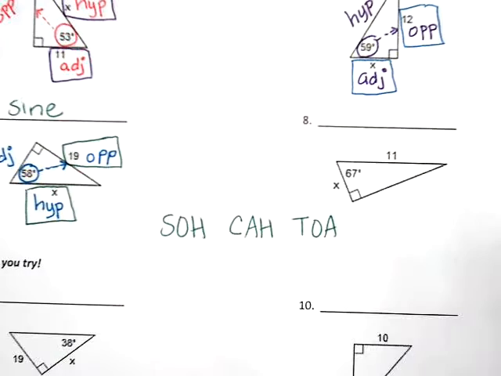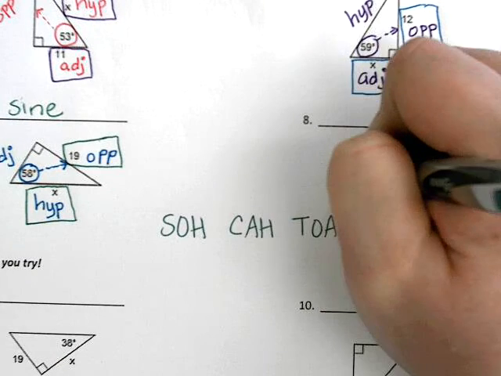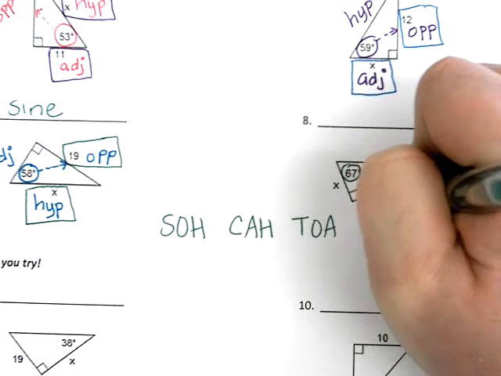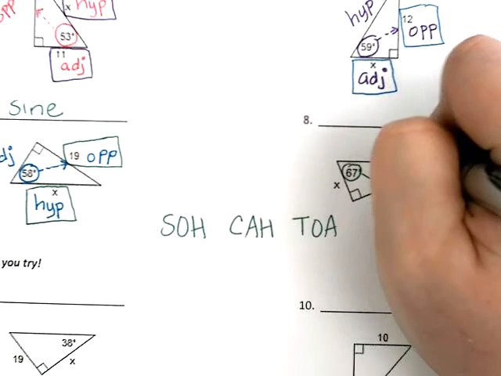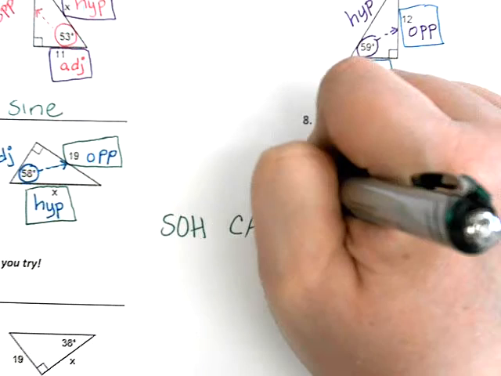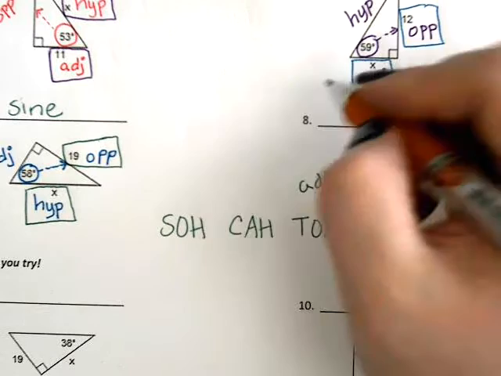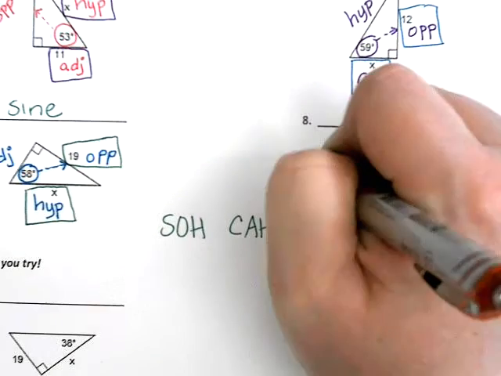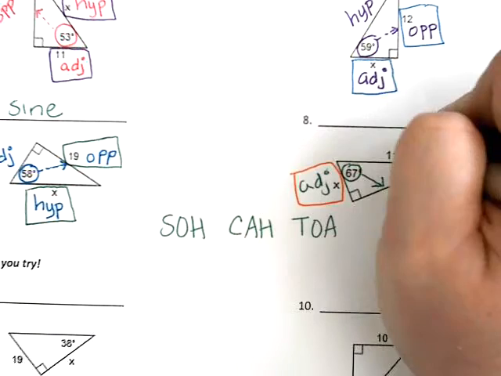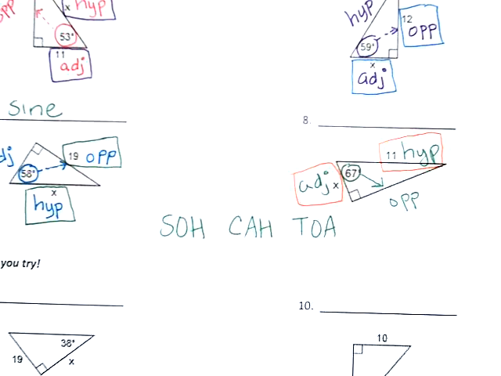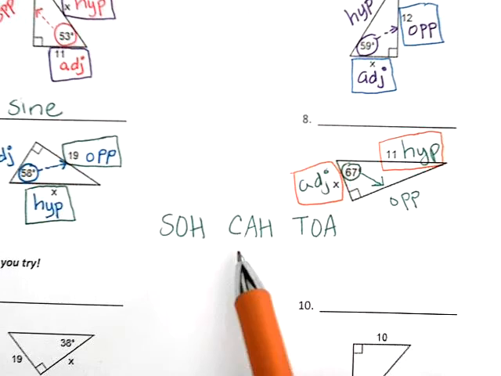Alright, and the last one, here's my angle. Across from it is my opposite. Across from my right angle is my hypotenuse. And my leftover side is the adjacent. So I am looking for the adjacent. I am given the hypotenuse. So which trig function uses adjacent and hypotenuse? We're looking for an A and an H. So which trig function is that? That has to be cosine.